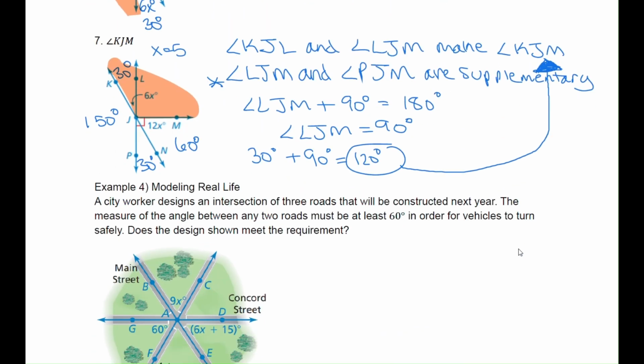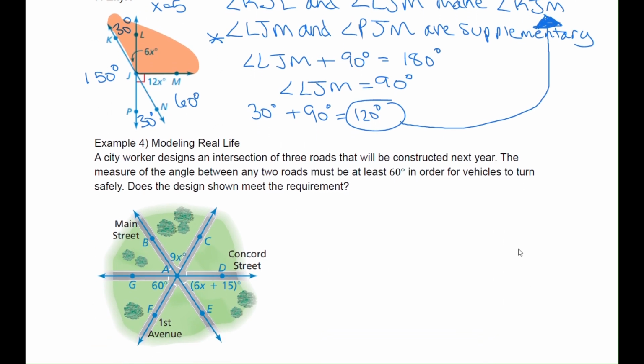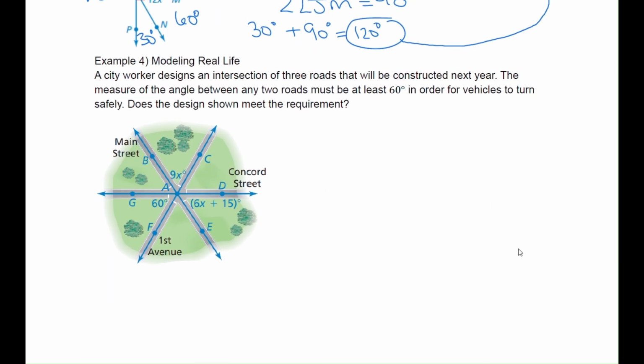All right, last one. I know these were longer notes. A city worker designs an intersection of 3 roads that will be constructed next year. Oh boy, what an intersection. The measure of the angle between any 2 roads must be at least 60 degrees in order for the vehicles to turn safely. So we want to see if this design meets the requirement.